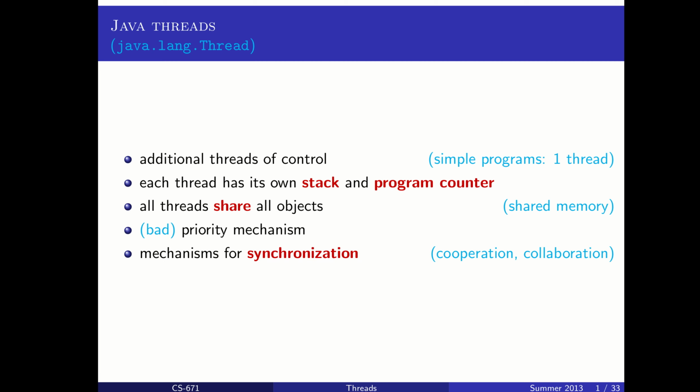Threads in Java do have a priority mechanism, but it's not necessarily a good one or one that you want to rely on entirely. And they do have methods for synchronization, allowing cooperation and collaboration between programs. We'll see examples where if two threads try to access the same data structure or even the same simple variable at the same time, this can cause problems. And the solution to that will be synchronization, which we'll get into a little more depth on later.